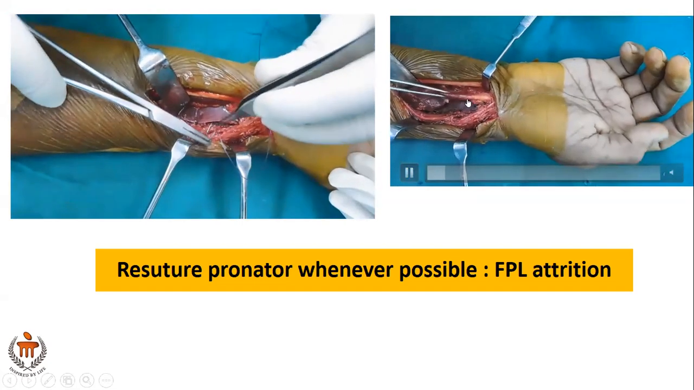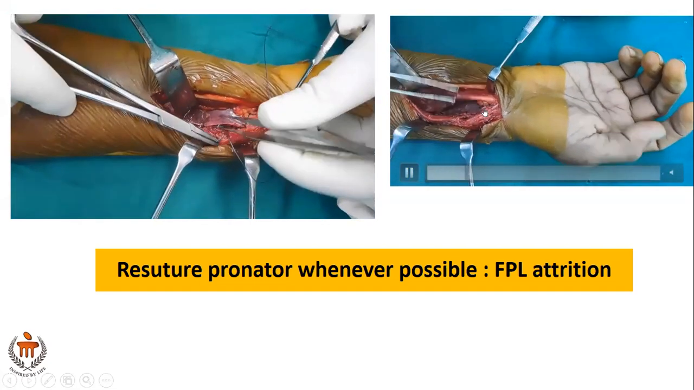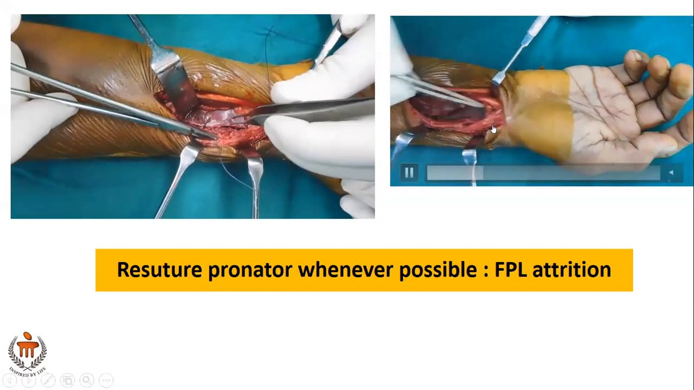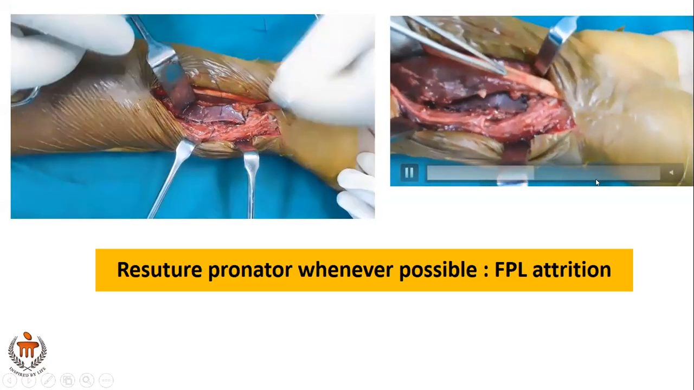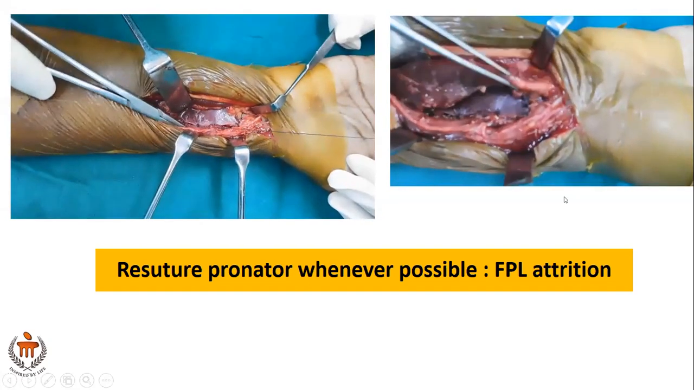Otherwise, see, this is the FPL gliding there. And that's the edge there. So if you can cover some soft tissues at the edge of the plate there, these tendons will be protected and the FPL attrition is much less.